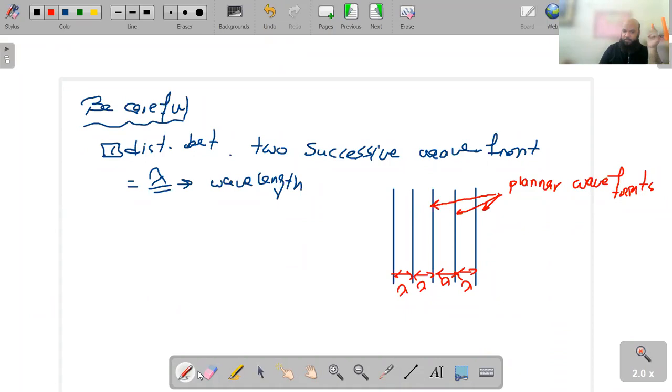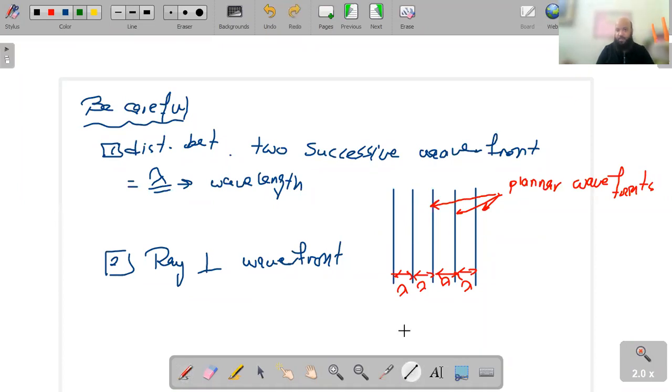The second point, be careful about the second point. The second point is that the ray is always perpendicular to the wavefront. The wavefront. Yeah, and where is the ray here? If the wave is moving to the right, this is the ray. Okay, so this is the ray. You get the idea? تمام?